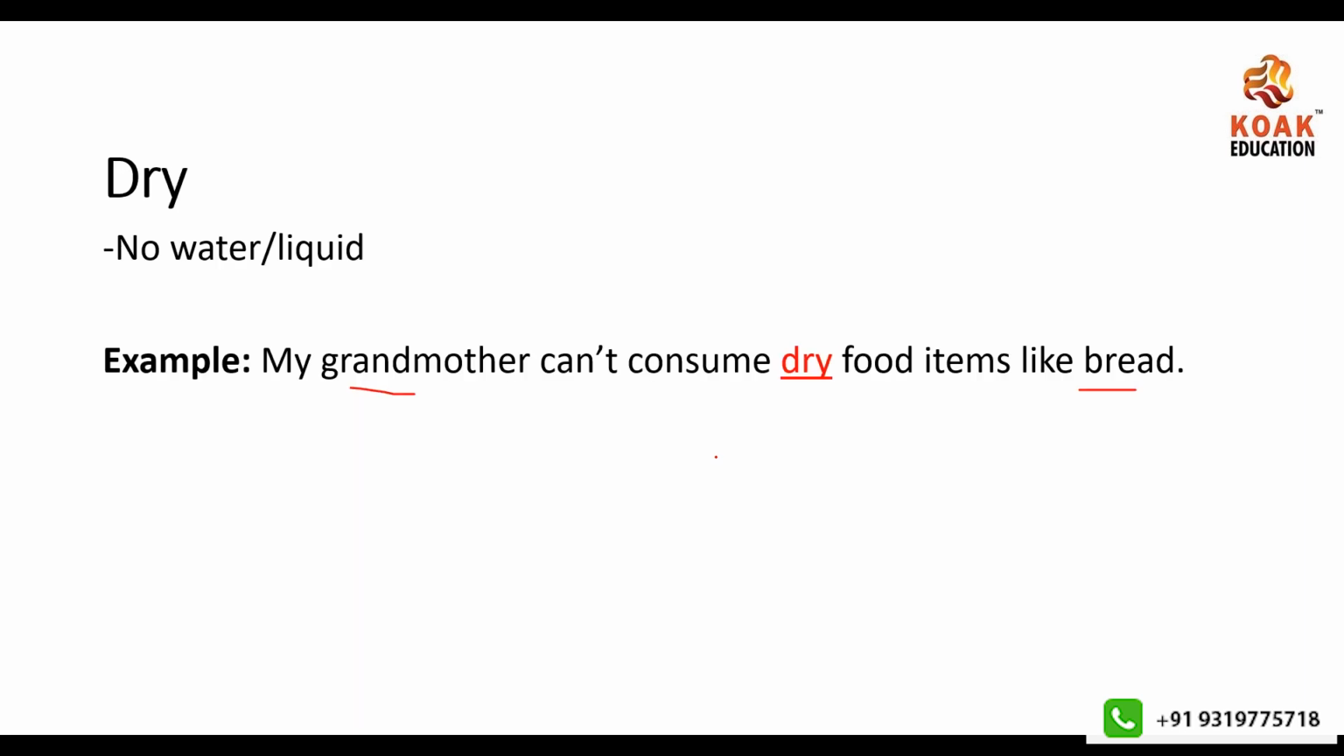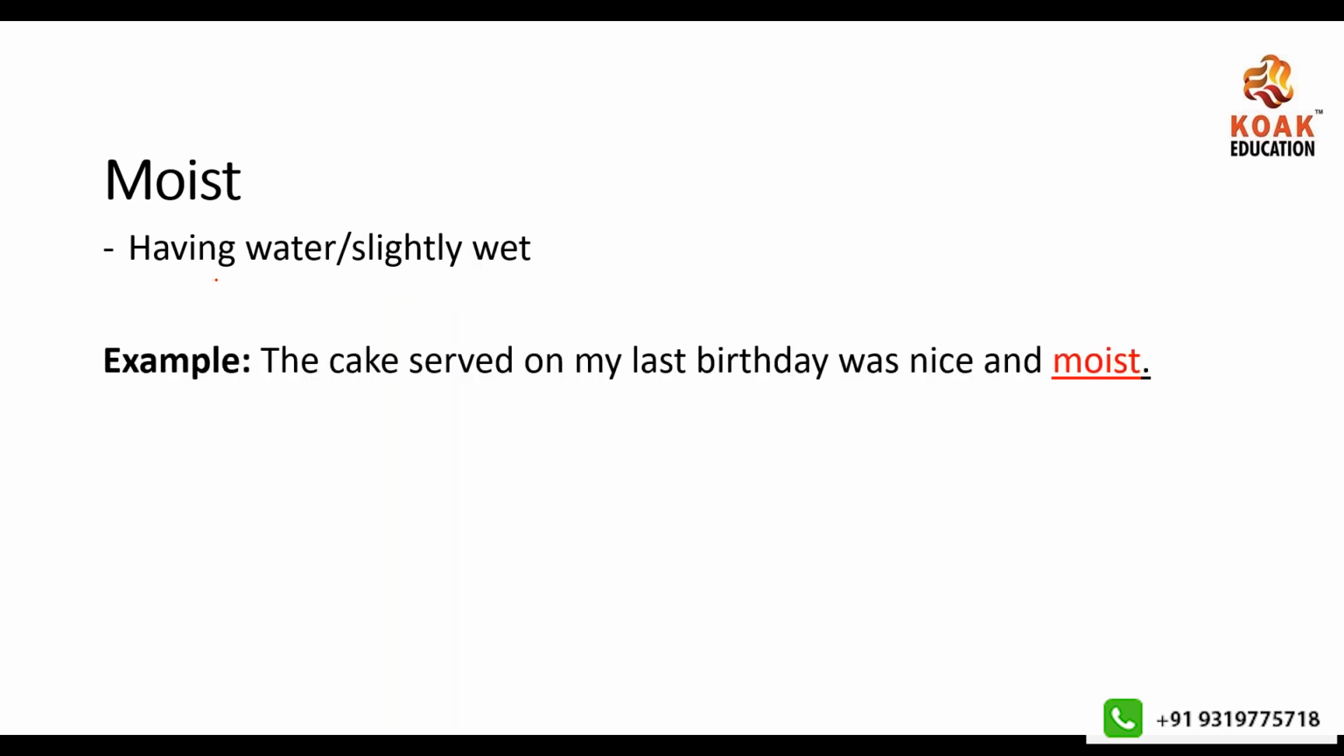The next one we have for you today is moist. Dry is just the opposite of moist. Dry is no water, no liquid. Moist is having water or slightly wet. Something that's slightly wet, something that has water. Let's say dokla, right? Do you like dokla? Dokla is moist. It has some sort of water content in it, so that would be considered moist.